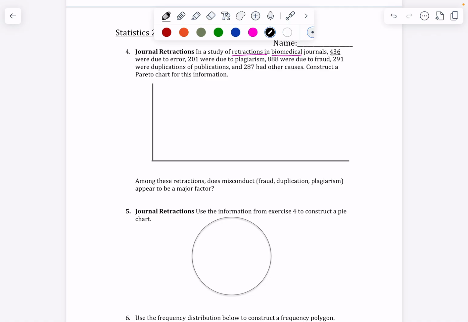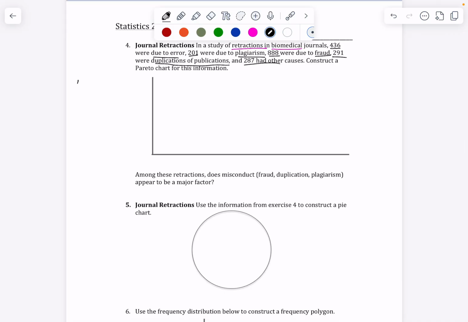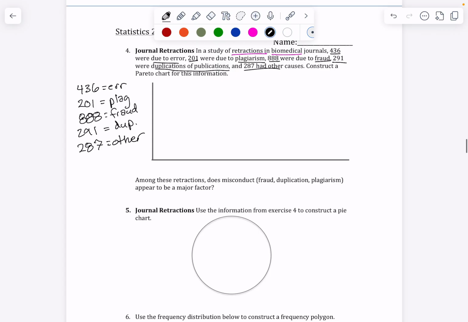So we had 436 were due to an error, 201 were due to plagiarism, 888 were due to fraud, and 291 were due to duplications of the publication. And 287 had other causes. So we had a lot of things going on here. So I'm going to write this down. 436 equals error. 201 equals plagiarism. 888 equals fraud. 291 is equal to duplications. And 287 equals other.